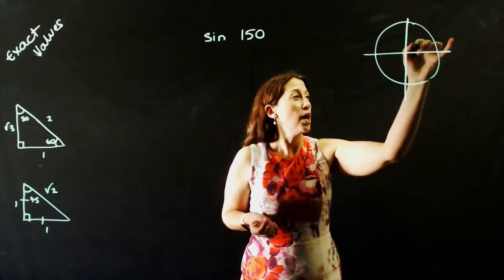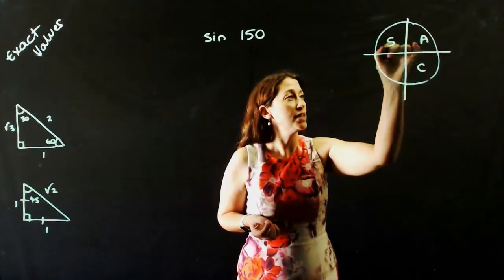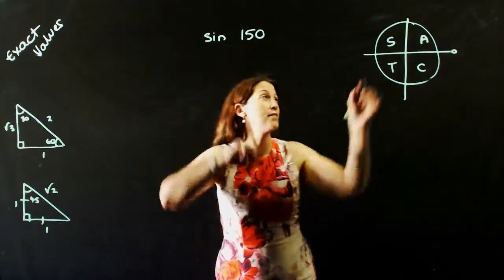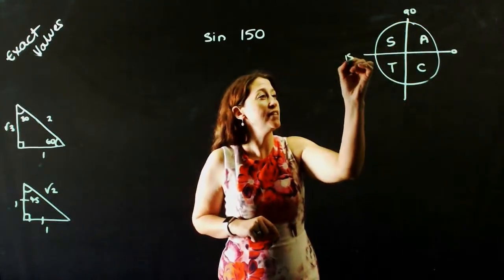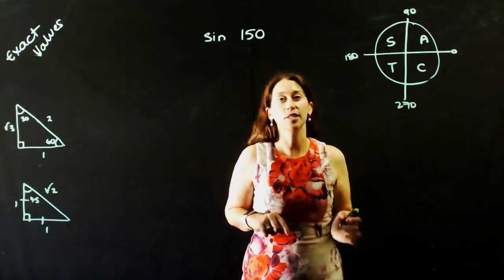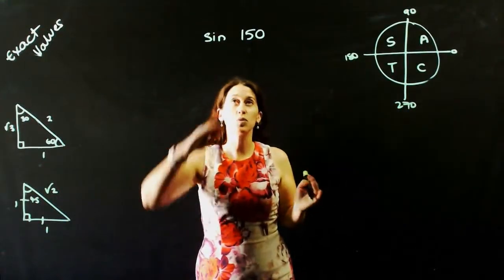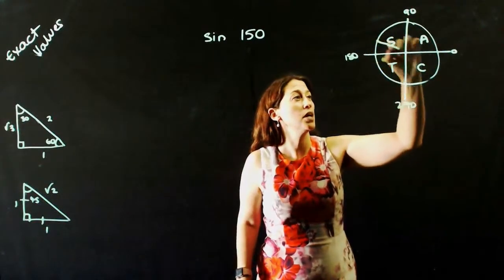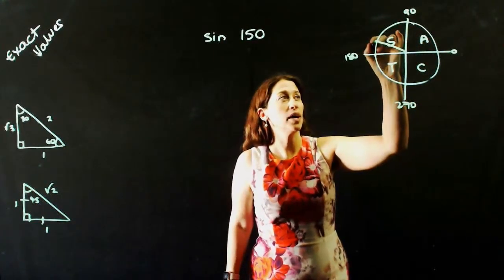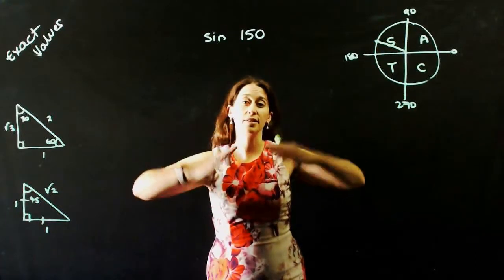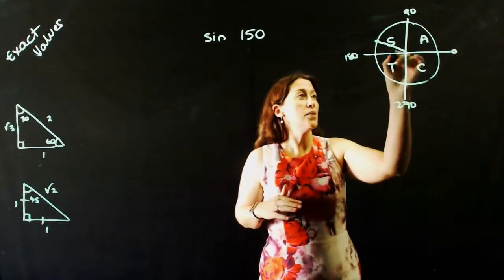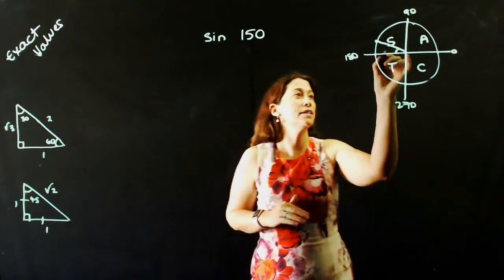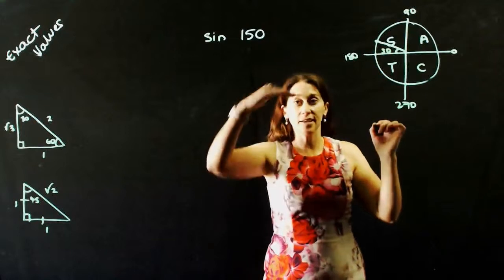So I always put my CAST on there, and I always write naught. Now this one is in degrees, so I'm going 0, 90, 180 and 270 on the unit circle. And what I need to do is work out where 150 degrees would sit on my unit circle. And remember, the unit circle talks about how far away the angle is from the x-axis. So here, if it's 150 degrees, that tells me that it's 30 degrees away from the x-axis.